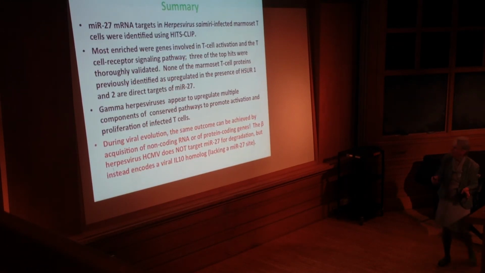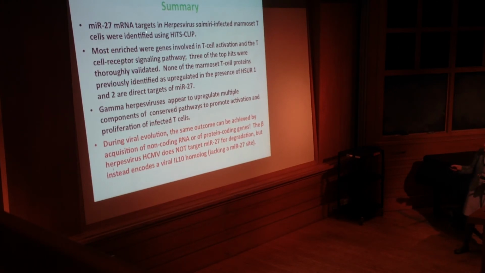And I'll just summarize here and then I'm done. So miR-27, we identified these targets and showed that most of the most enriched genes were in the T-cell activation and T-cell receptor signaling pathway. We validated some of these. I should mention earlier I said that there were other T-cell proteins that were upregulated. None of those seem to be direct targets of miR-27. We think they're indirect targets. But in any case, these viruses target multiple components of a conserved pathway in order to make sure that their latently infected cells survive and are there when the virus wants to be induced.